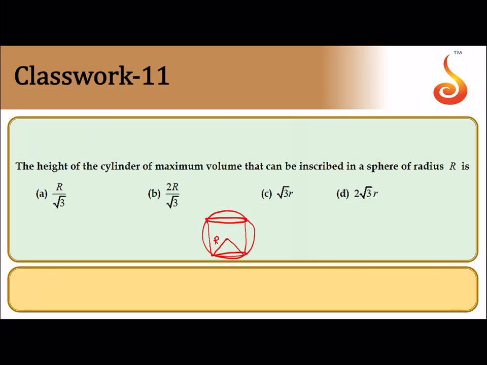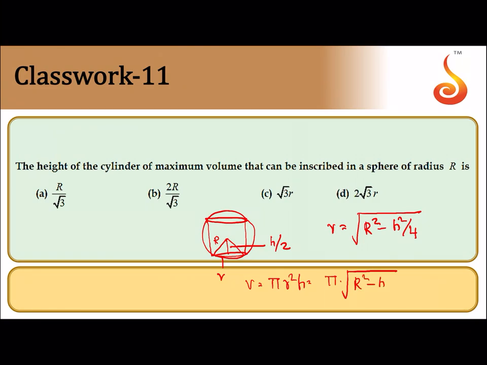Example 11. Height of a cylinder of maximum volume that can be inscribed in a sphere of radius r is. So it's actually a standard result. 2r by 3, option B comes. But how do we do it? This is a sphere. This is a cylinder. This is the center. This is capital R given to you. This height is h by 2. This is small r.